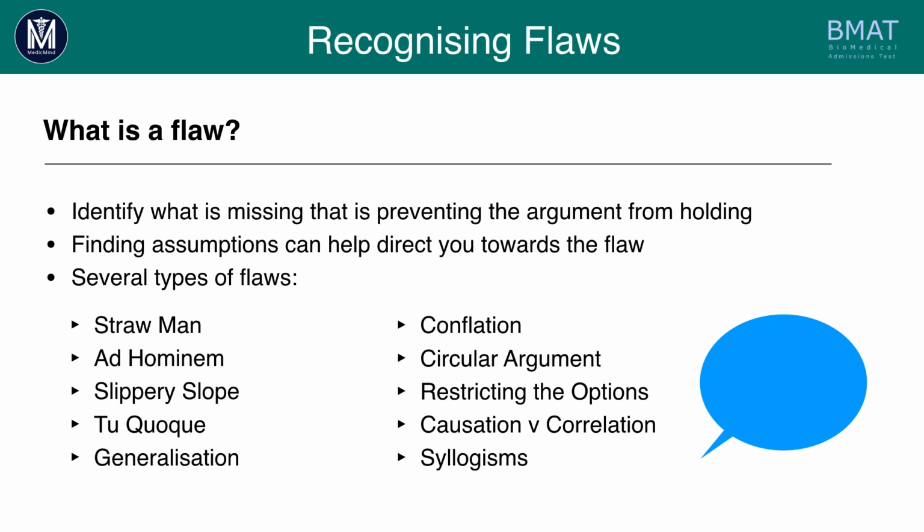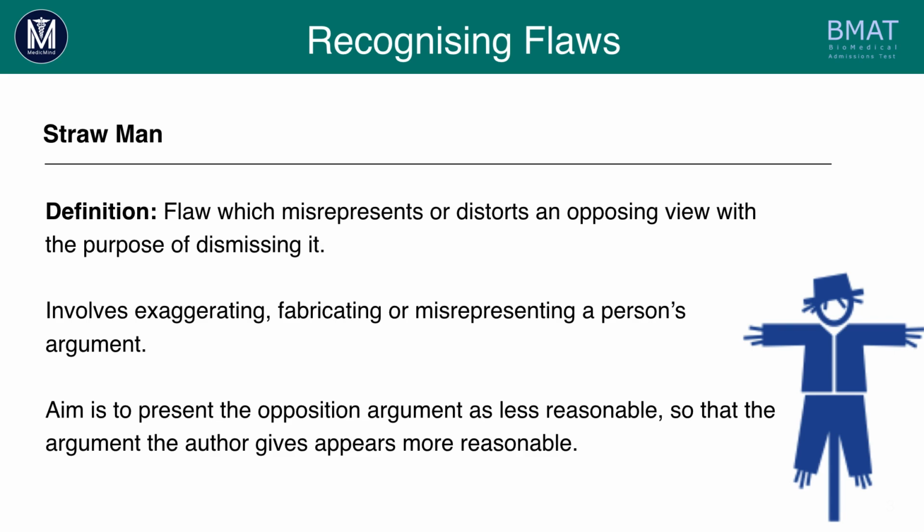And if you've done critical thinking A level or you've got any experience of critical thinking, you will have seen a lot of these terms before. But don't worry if you haven't, because we're going to go through them in a lot of detail. Now, the first one we're going to look at is the straw man. So, this is when a flaw misrepresents or distorts an opposing view with the purpose of dismissing it.